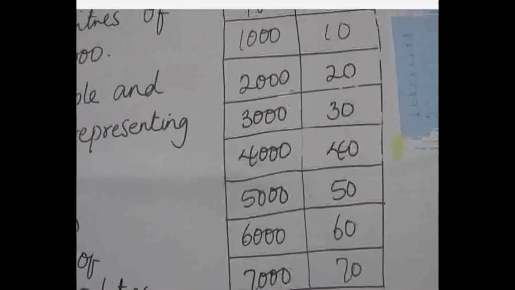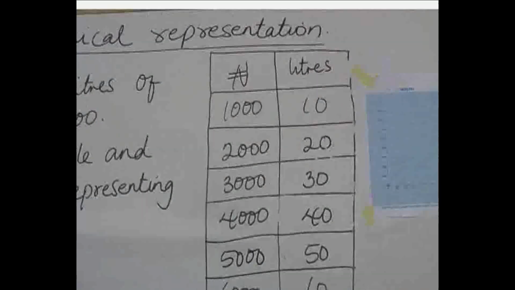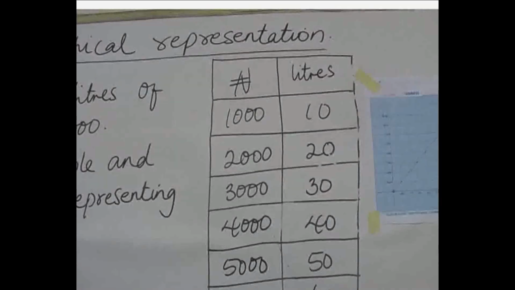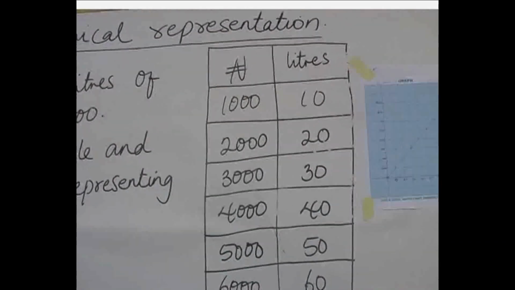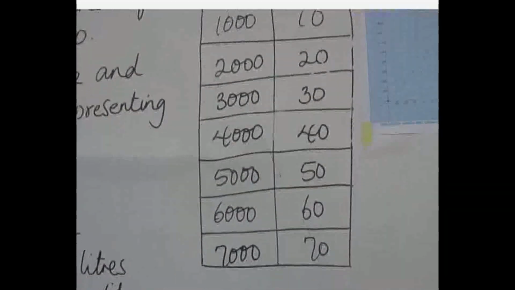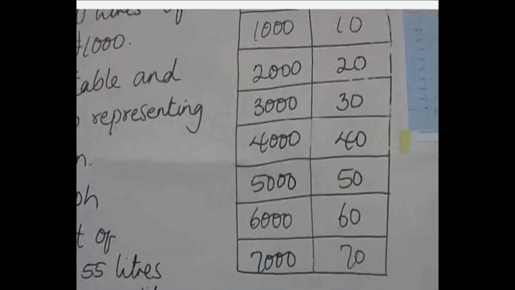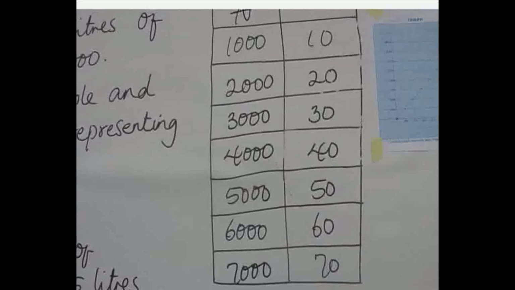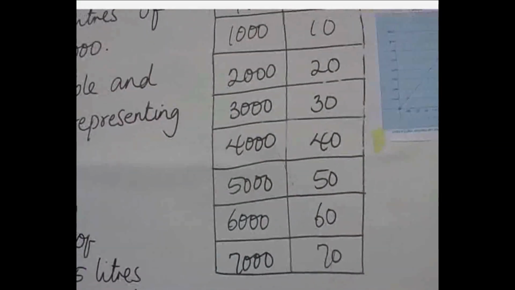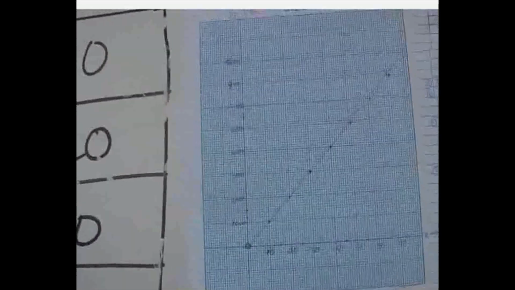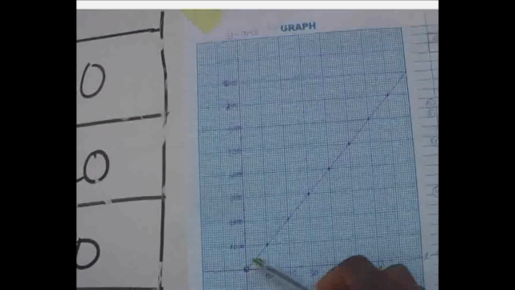I want to tell you, if you look at the table of values, you can find out that as the number of liters increases down, the amount that can buy them also increases down. That means this is a direct proportion. And it's because it is a direct proportion that the line we plotted went this way.